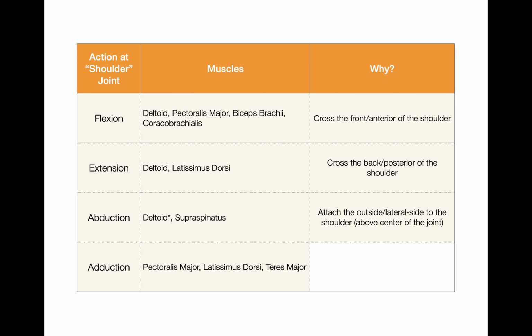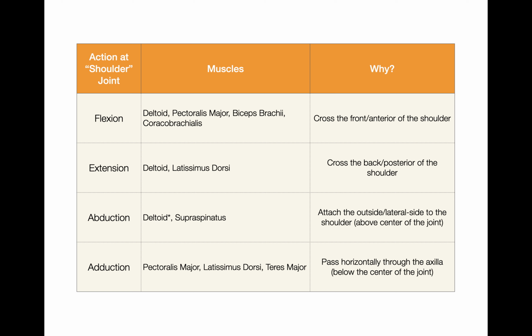Adduction is to pull the arm back towards the midline. Muscles that do this would include pec major, pectoralis major, latissimus dorsi, and teres major. Recall that these 3 muscles all share an attachment to the front of the humerus, the intertubercular sulcus. But the reason that they can perform adduction is because they pass horizontally relative to the axilla or the armpit, really below the center of the joint.